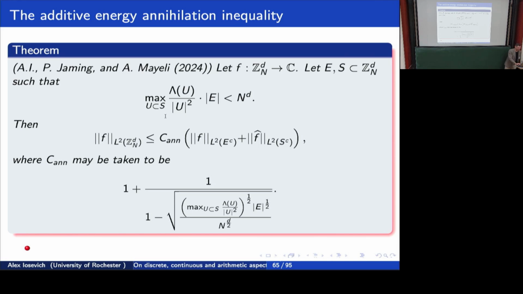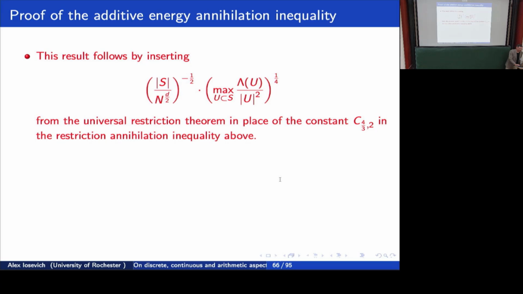Okay? And then once again, we get that the L2 norm of the function is bounded by what we call the annihilation constant times the L2 norm of F on E complement plus the L2 norm of F hat on S complement. And the constant reflects the fact that the maximum of the energy of U over the size of U squared, times the size of E, is less than n to the d. You can essentially predict what the constants are going to be in these inequalities from that point of view. Okay. So how is this proved?